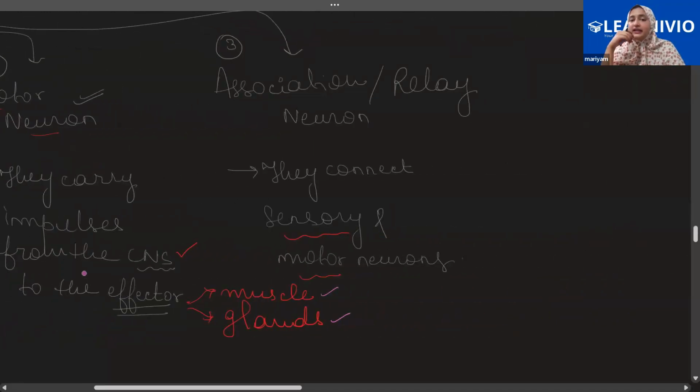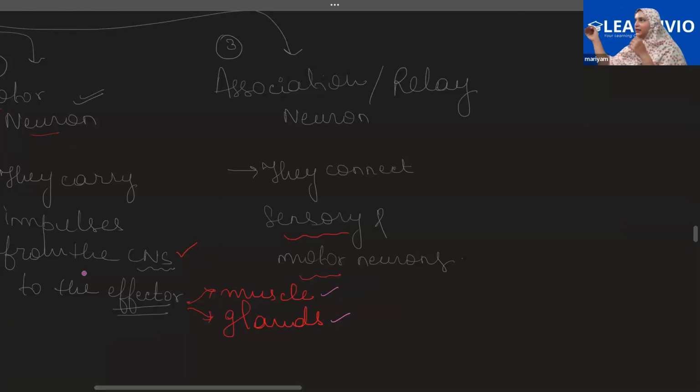And then comes the relay. Now, have you ever been a part of a relay race wherein someone comes running, they hand you something, then you take that and you run, right? The same thing is done by this particular neuron. They form a relay or an association.